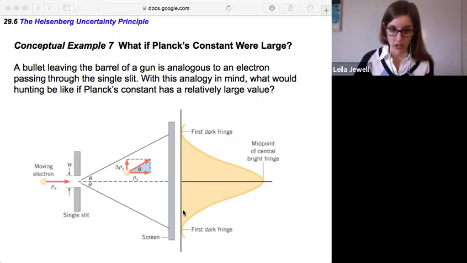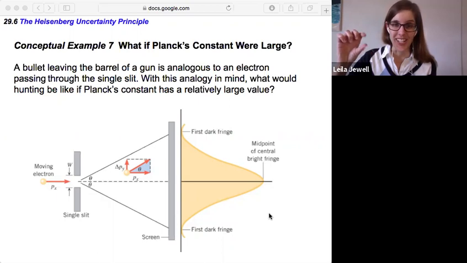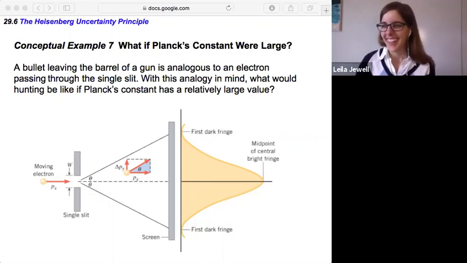if we send an electron through a single slit like as shown, it's going to gain some uncertainty in the y direction as it passes through. That electron going through the single slit could go straight through to the middle, or it could go to one side. If Planck's constant becomes larger, that means the uncertainty in how much the particle moves up or down changes dramatically, and that bullet may no longer pass in a straight line. So if Planck's constant had a relatively large value, I would not want to go hunting with you, is the short of it. All right.